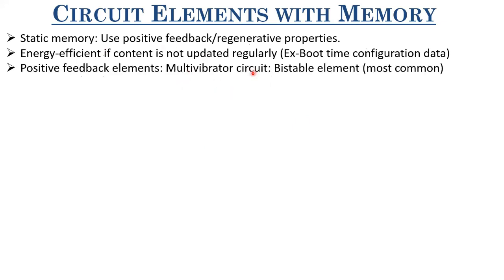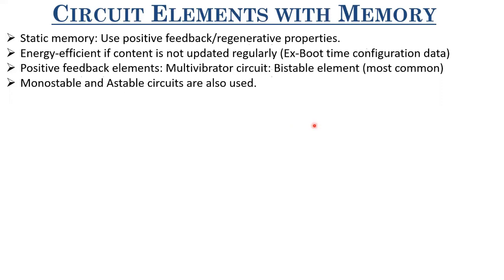So what are the positive feedback elements available in circuits? We have the multivibrator circuit, and in the multivibrator circuit we have different flavors. The most common of them is the bistable element. So what exactly is a bistable element? As the name suggests, it consists of two stable states, which can be classified as logic level 0 or logic level 1, or which can be used to store a logic level 0 or logic level 1. It can have several metastable states, but it has only two stable states. Apart from this, we also have monostable and astable circuits, which are used for different purposes, for instance, a ring oscillator. I'll be discussing these two elements as well towards the end of this module.